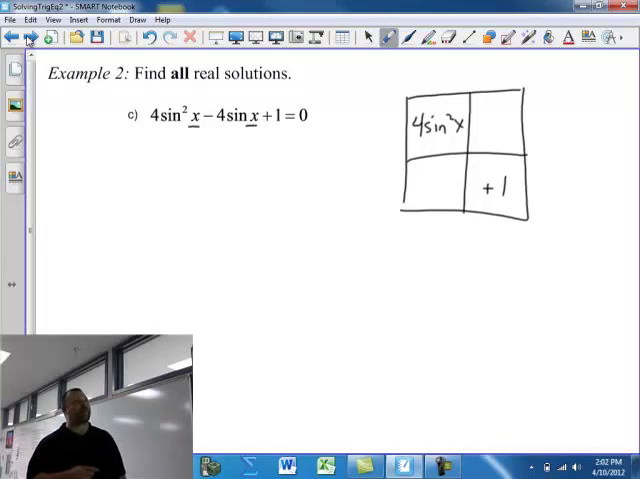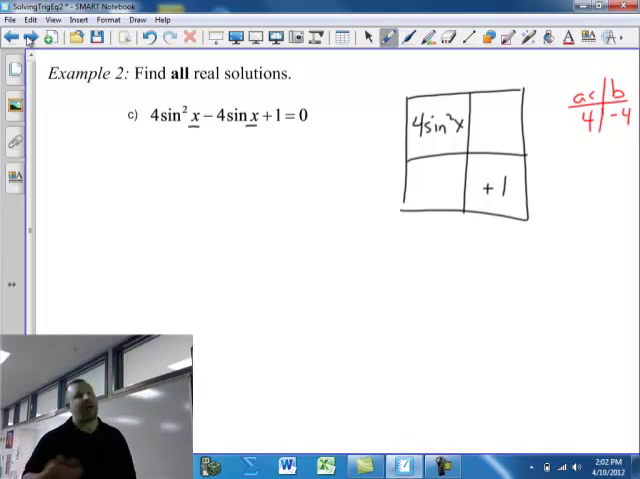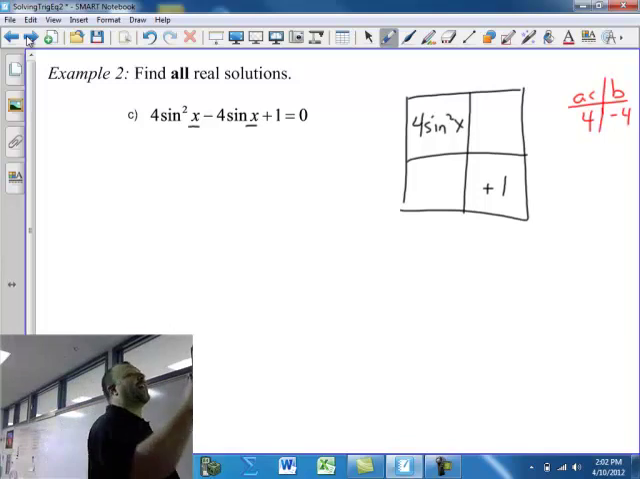Okay, so here we go. 4 sine squared of x, we got plus 1 on the bottom. We need the ac kind of thing, and we're looking for numbers that multiply to make 4 and add to make -4. Any ideas? How about 2 and 2? How about -2 and -2? Negative 2 and negative 2 is even better.